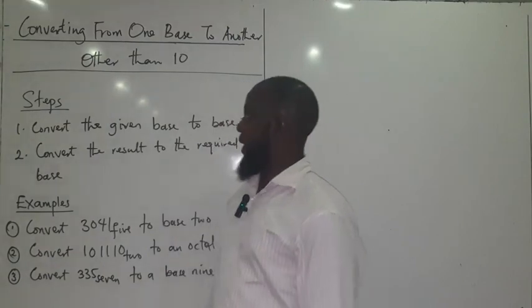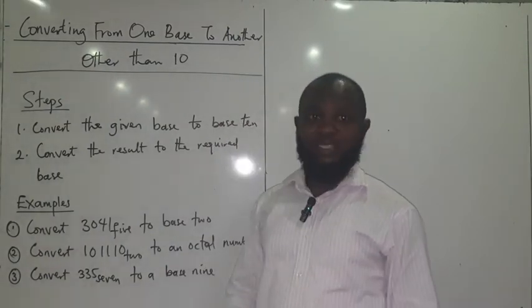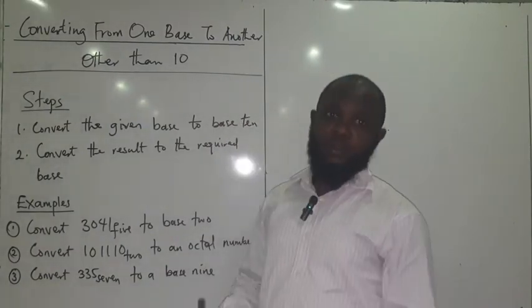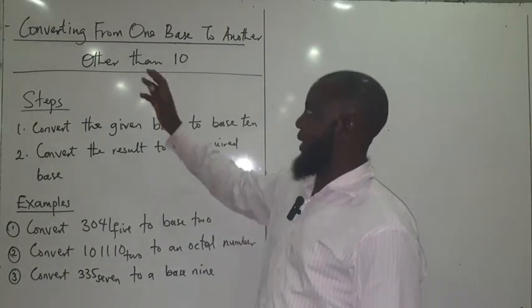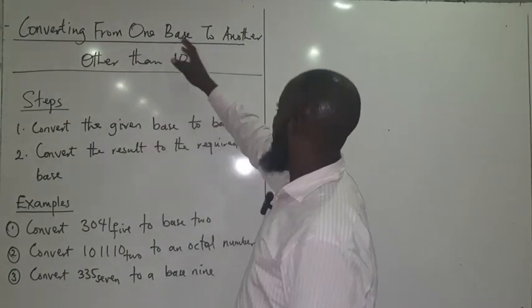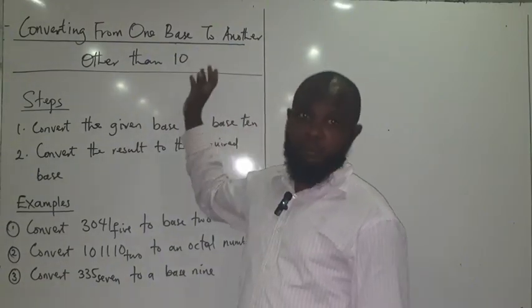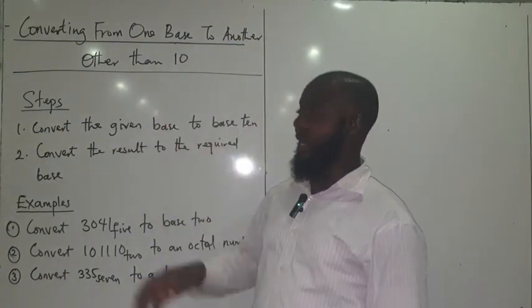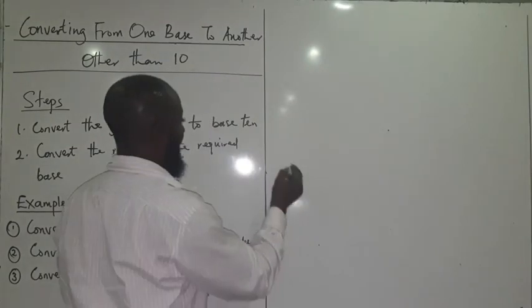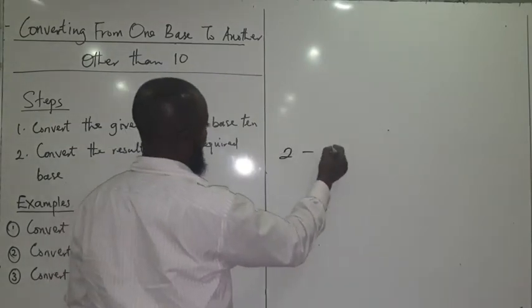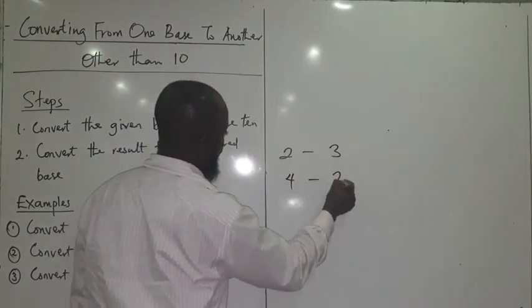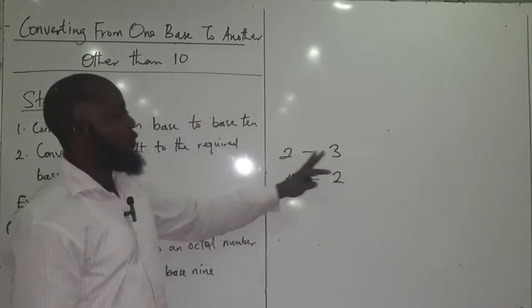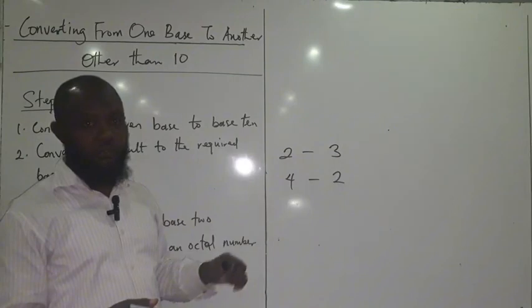So we've looked at how to convert from base 10 to other bases and other bases to base 10. In this class, we want to look at how to convert from one base to another other than base 10. That is, we want to see how we can convert, for example, from base 2 to base 3, or base 4 to base 2, and so on. So how do we go about that? That's what we want to learn in this video.